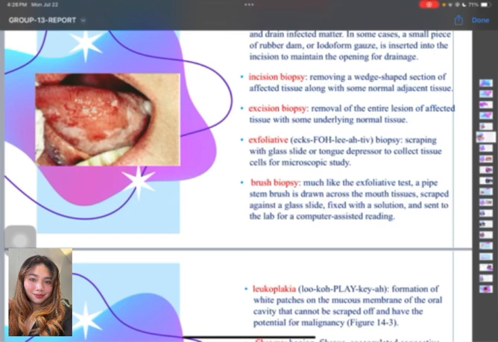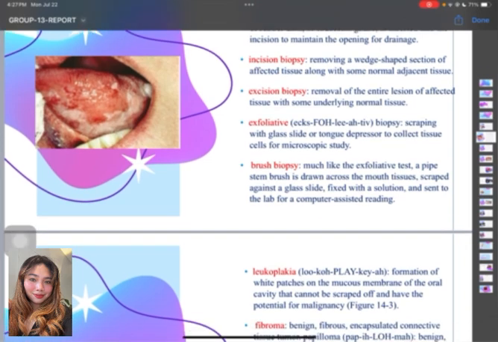Incision biopsy is removing a wedge-shaped section of affected tissue along with some normal adjacent tissue. And then excision biopsy is the removal of the entire lesion of affected tissue. If you compare the two, incision is just removing a part of the affected tissue, while excision is removing the affected tissue entirely.